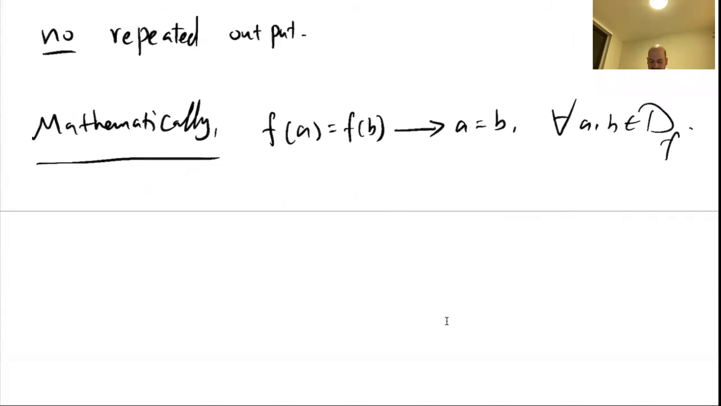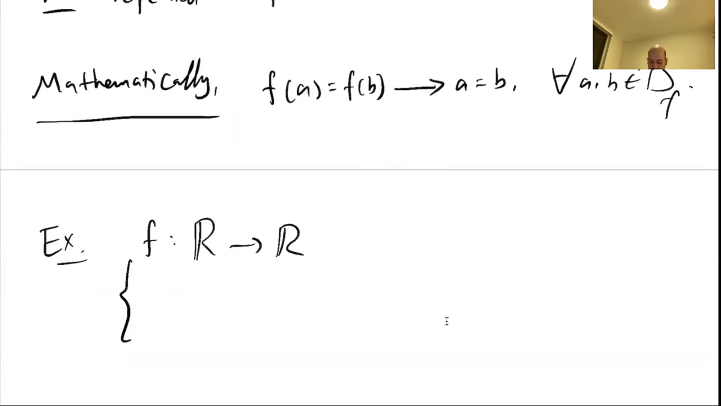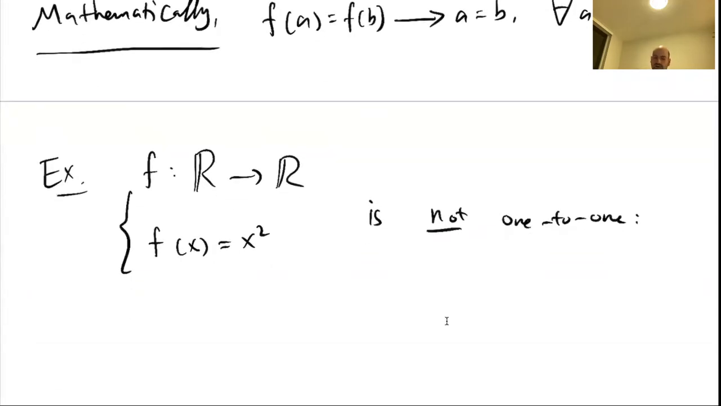So for example, let's say f from R to R, and f of x equals x squared. This is not one-to-one. Why is it not one-to-one? How can I show it's not one-to-one? If I can find two different inputs with the same output, then that means I have a repeated output, and therefore I will not have a one-to-one function.